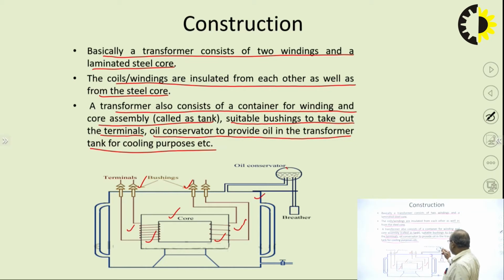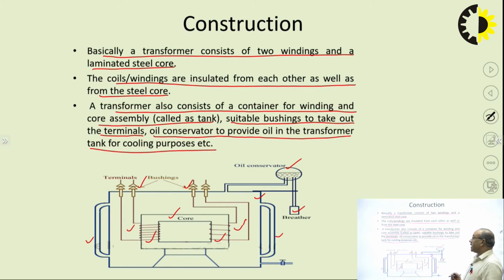Here it is, the oil conservator, and this is the silica gel breather. This is used for checking the moisture content in the transformer oil. These are the pipes connected. So, this is the complete assembly of a transformer, and this transformer oil is basically having two purposes.